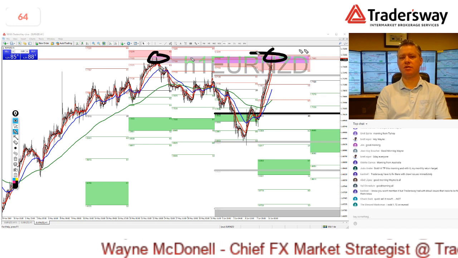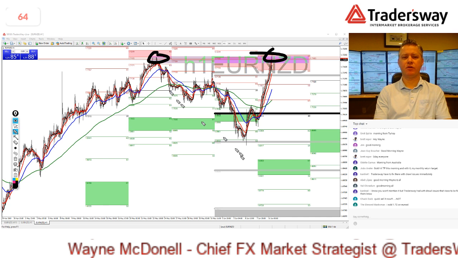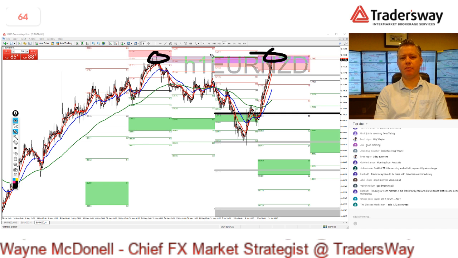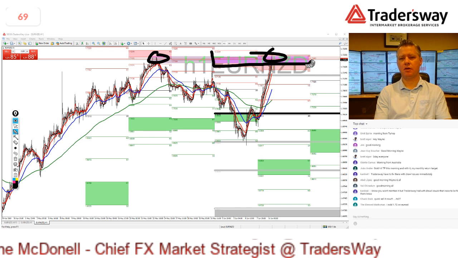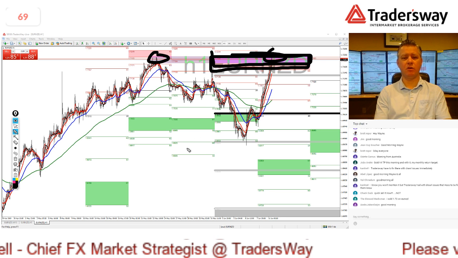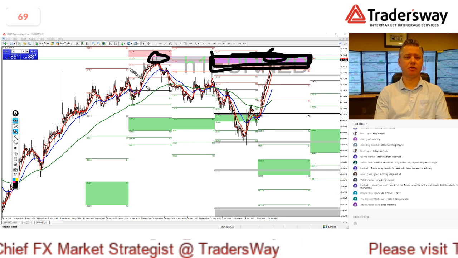Do we have resistance? Absolutely yes. First of all, the double top is potentially a reversal pattern, but also remember, this area here is the projected high for the week. Doesn't mean it will be, that's just the projected high.